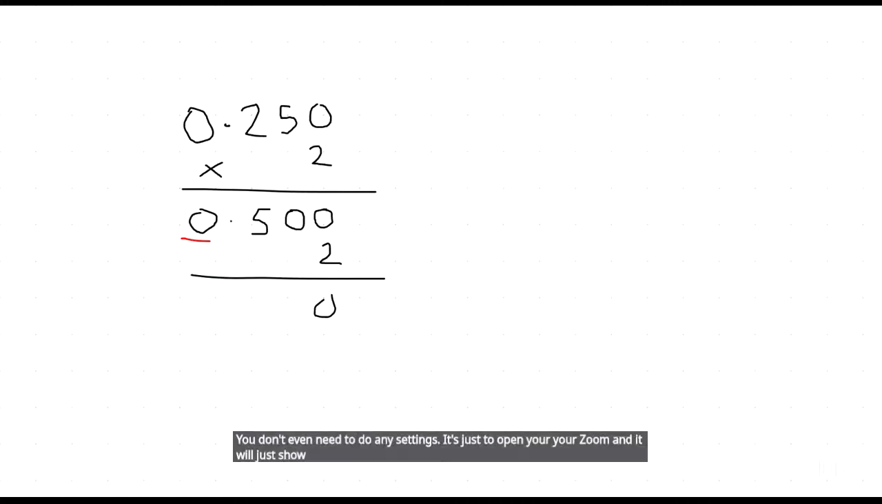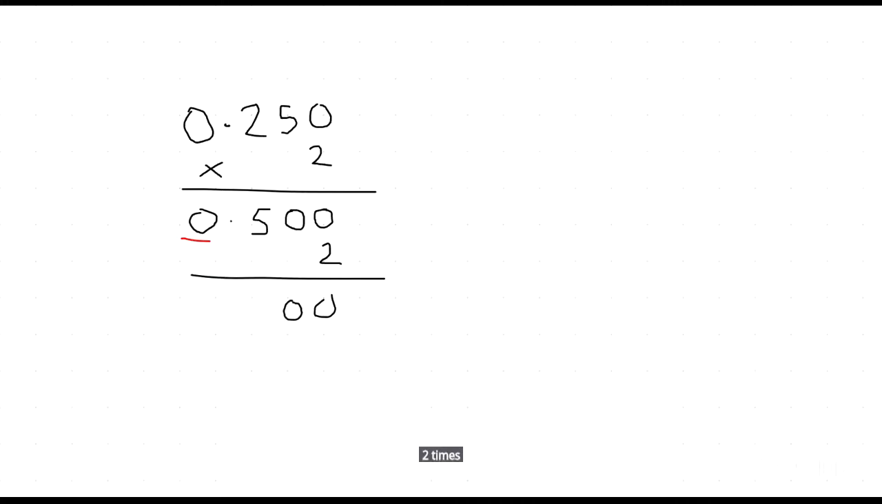So 2 times 0, 0, 2 times 0, 0. I don't have the time again. 2 times 5, 10. 0.1. And it says stop when the fraction side is 0.